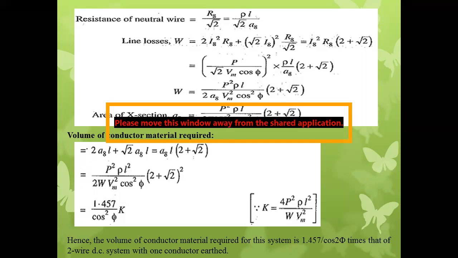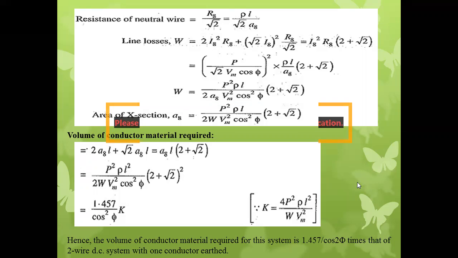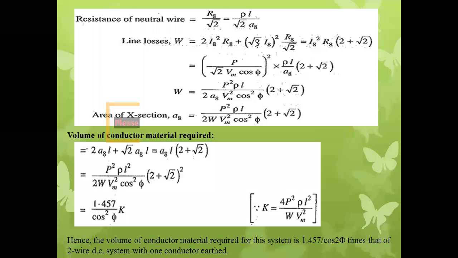Tell me. Roll number 1, tell me. What is your answer? Roll number 9, tell me. What's your answer? 4.4142. Roll number 31. Okay.